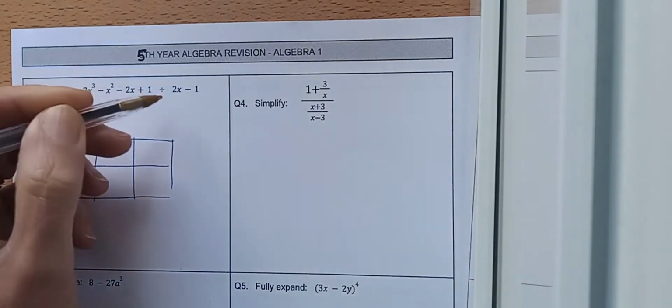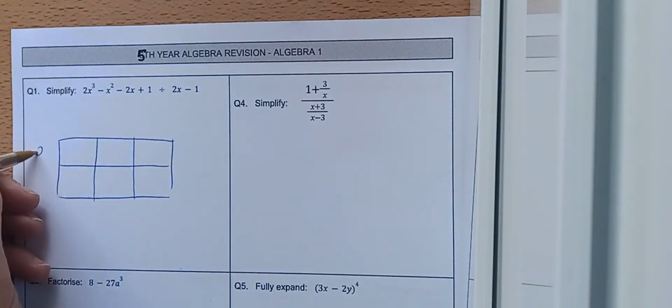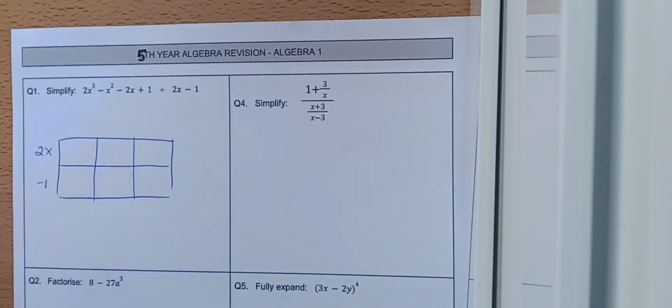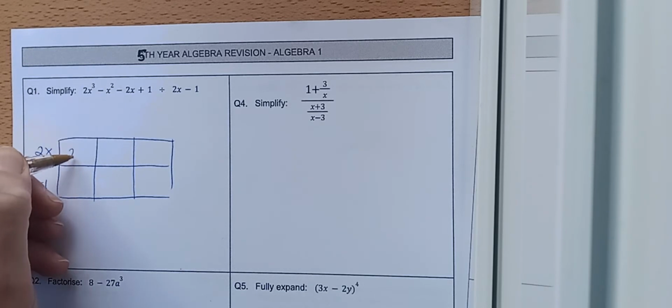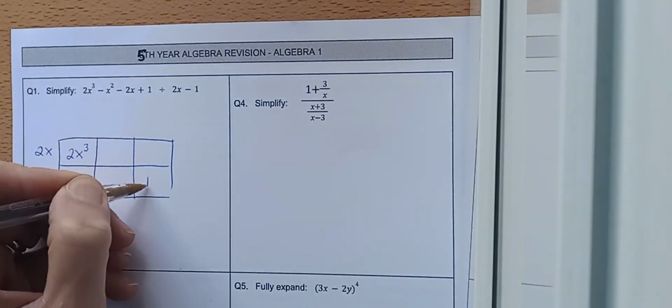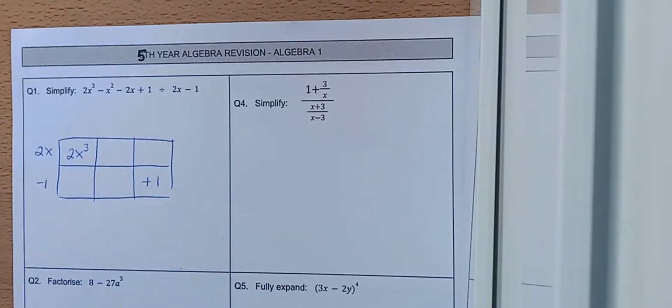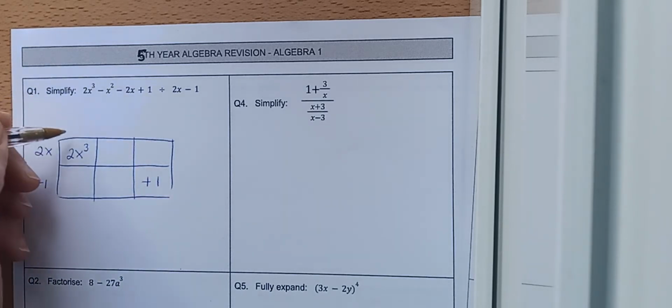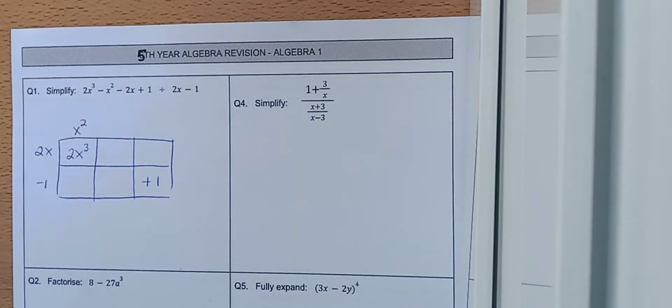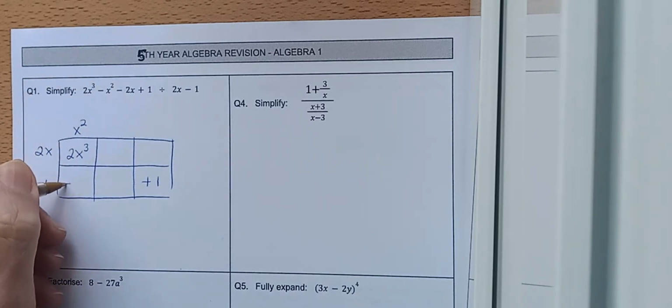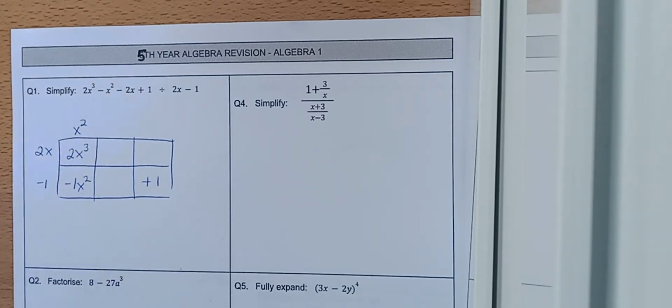On the outside, I'm going to write down 2x minus 1. That's my linear factor. In the first box, I'm going to fill in my first term. In the last box, I'm filling in my last term. And then I'm going to complete the array. So on top, I'm going to need x squared to multiply by 2x to give me the 2x cubed. Underneath that, I can fill in minus 1x squared.